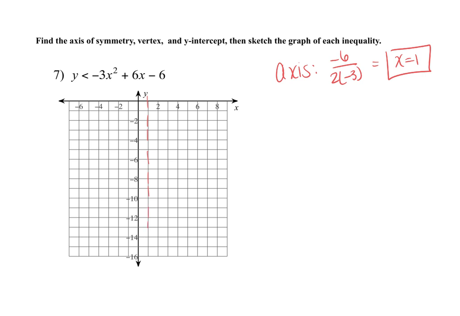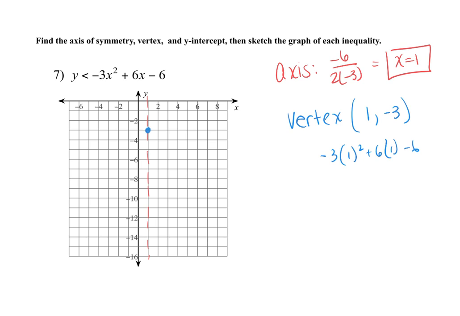All right. And then my vertex is going to be +1, and then I've got to plug it in. -3 times 1 squared plus 6 times 1 minus 6. So I get -3 plus 6 minus 6. I get a vertex with a y value of -3 there. All right. So I'm going to go to 1, -3, and I'm going to graph that.